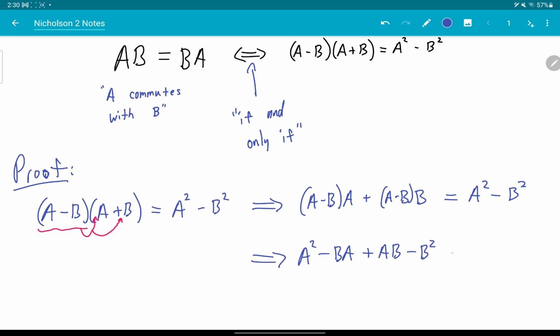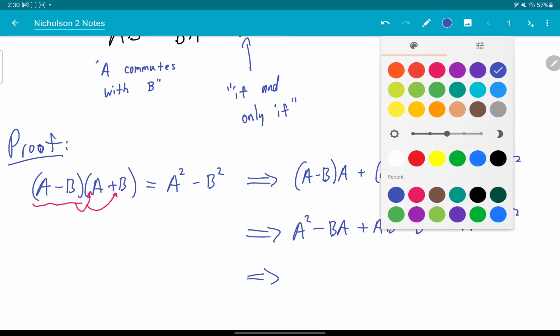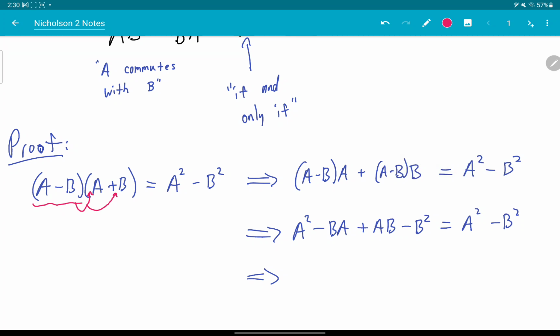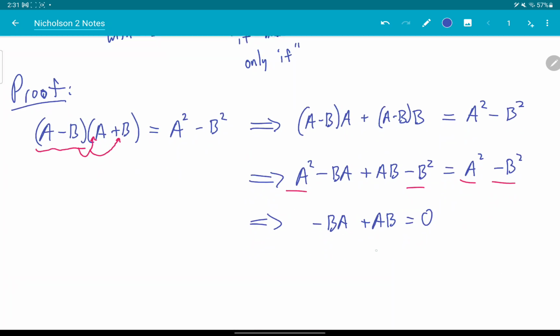We have B and then what? Well, I can subtract, let's say, A squared from both sides. If I subtract A squared from both sides of the equation, then they cancel. If I add B squared to both sides, then they cancel. So I get minus BA plus AB is equal to a 0 matrix.